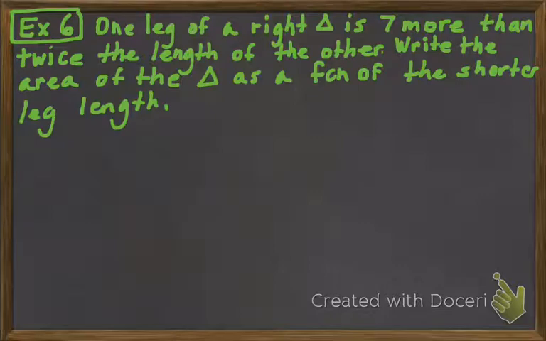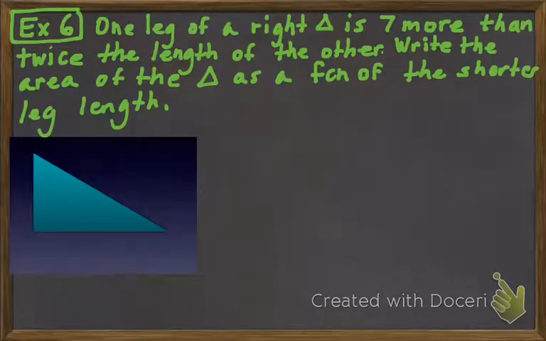Anytime you have anything involving a geometric problem, if the diagram or picture of the shape is not provided, you should draw one. So let's insert one here. Once you've got your triangle drawn, or as I did here, bring in a picture, which obviously wouldn't be what you'd do on paper, we were told that one leg of the right triangle is 7 more than twice the length of the other.